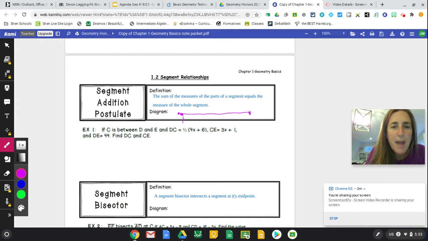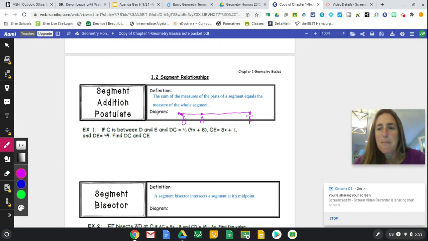Let's call this one BAT. So B, I'm going to put point A maybe here, and then point T here. So we have segment BAT. Remember, it's not a line. We need a segment, so we need those endpoints on there. Notice A is just kind of hanging out closer to B. It could have been closer over to T. Could have been in the middle.